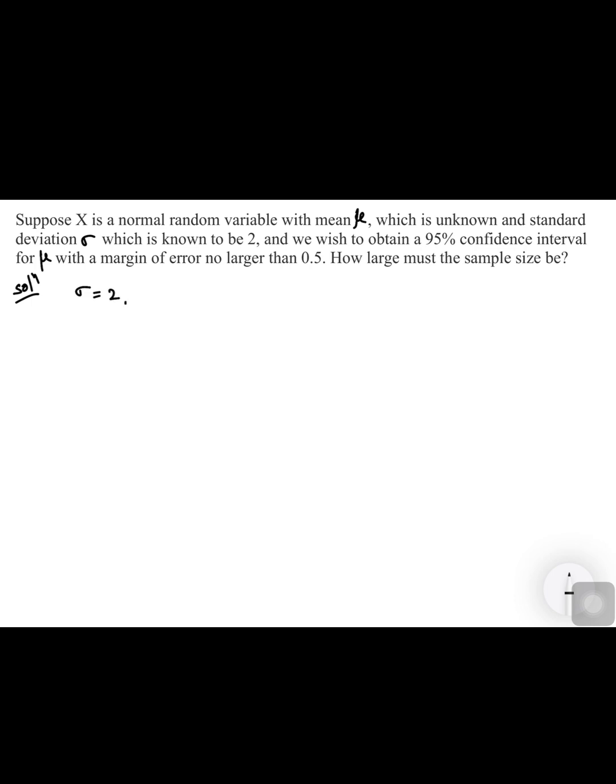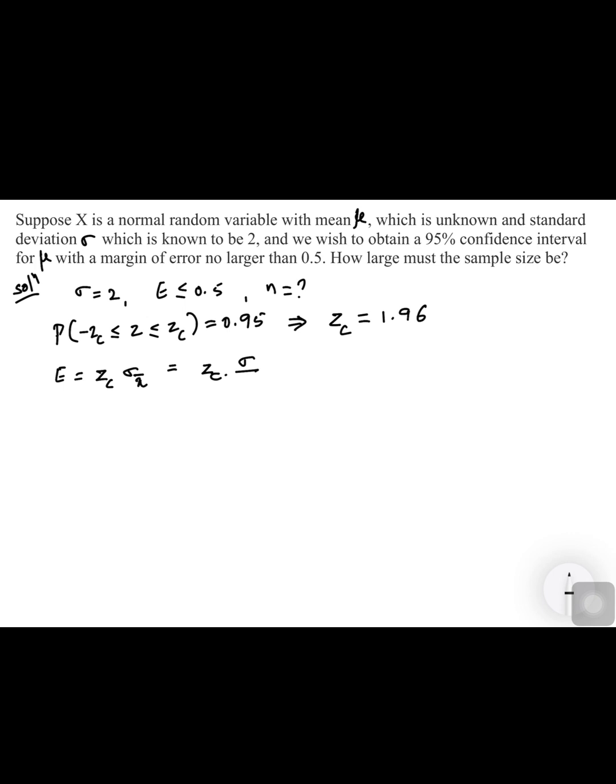Given sigma is equal to 2, E to be less than or equal to 0.5, and we are asked to find what is n. At 95% confidence interval, we have the probability of z lying between minus zc and zc to be equal to 0.95. So this gives us the critical value of zc at 95% confidence interval as 1.96. We know that E is given by zc times sigma x bar, which is zc times sigma over root n, which is 1.96 times 2 over root n.